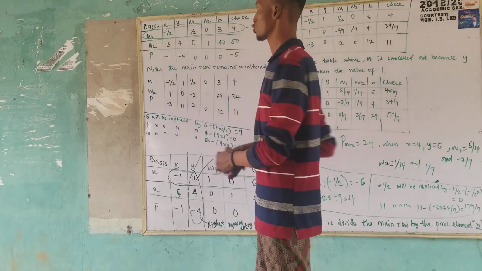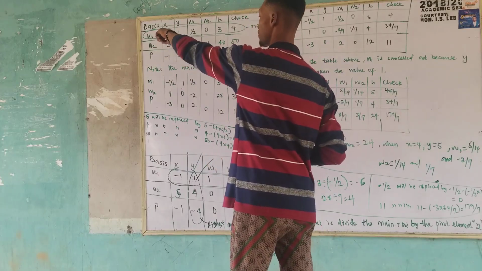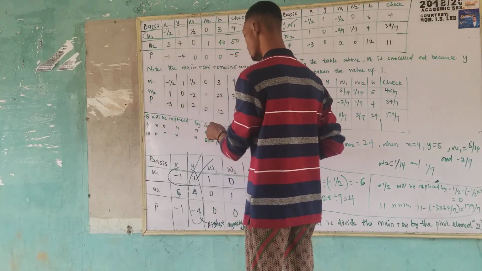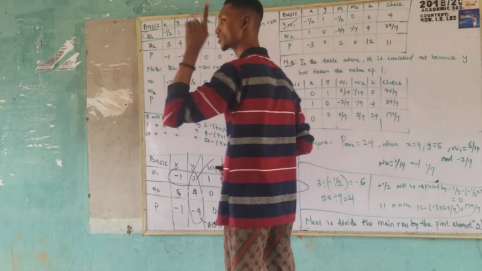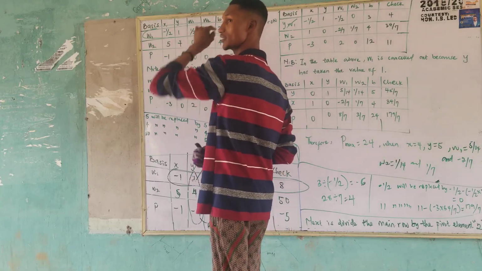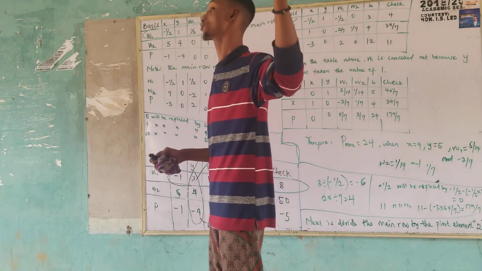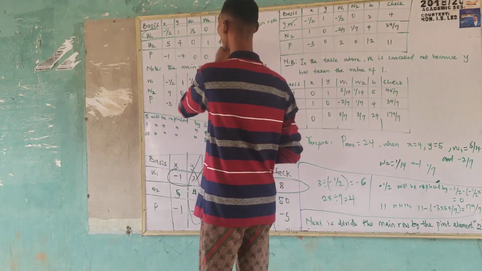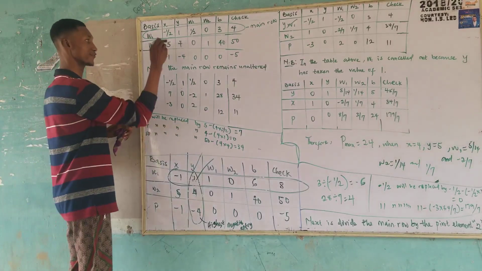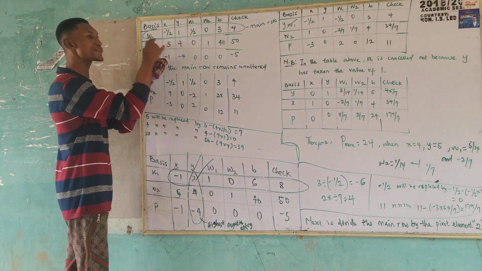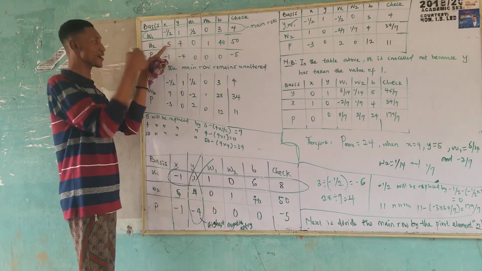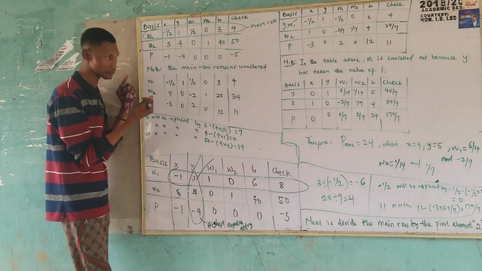P. So to get my new 5, what do I do? This 5 will be replaced by what? 5 minus the key column times the main row. What is the key row? Main row is what? This, right? That time I said the one in the main entry, don't forget. So what do I have? I'm going to replace this 5 by 5 minus. What is the key row now? That will be 5 minus what?